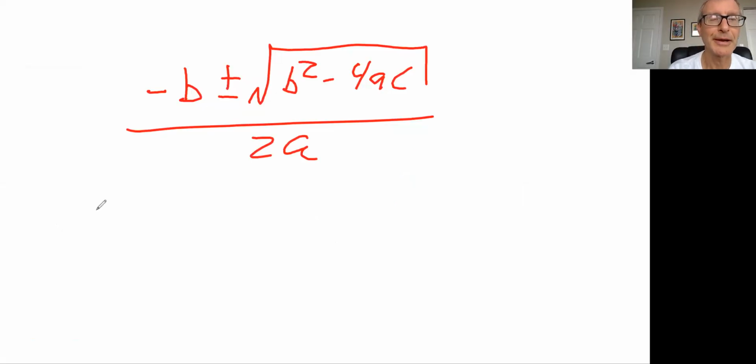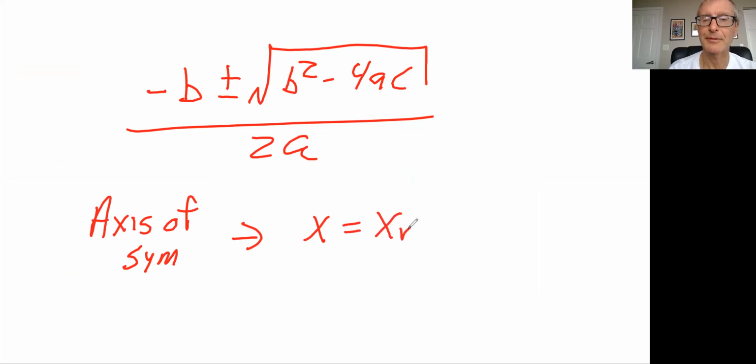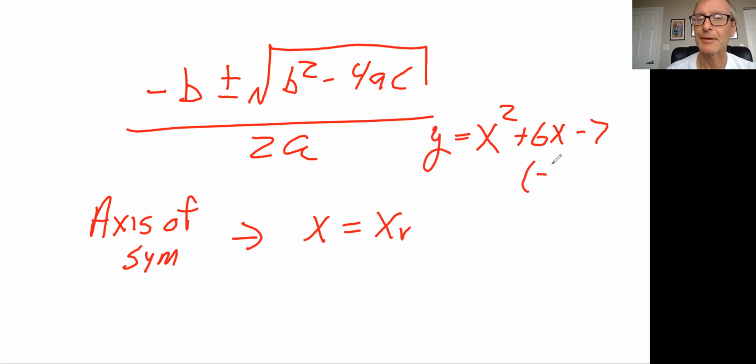So that's always the axis of symmetry. Remember, the axis of symmetry is x equals the x value of the vertex. If you remember the last equation we had, x squared plus 6x minus 7, we had the x value of the vertex as minus 3. So the axis of symmetry for that particular quadratic is x equals minus 3.